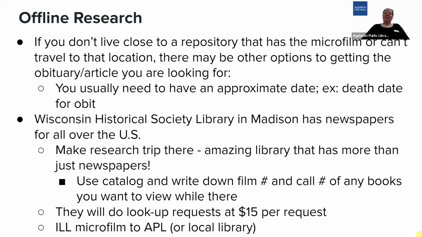Make sure you're using their catalog, writing down the film number or the call number of anything you want to look at before you go so that you're prepared. But they also do requests. They will look things up, but it's $15 a request for each article. So it's very expensive if you decide to do it that way, which is why I recommend just interlibrary loaning the microfilm up to Appleton. That is completely free, or you can do it to your local library if you don't live in the Appleton area, as long as that library has a microfilm machine. If they don't have a microfilm machine, you're not going to be able to look at it, since they usually don't let those outside of the library. So you need to make sure you're interlibrary loaning it to a place where you can look at it.